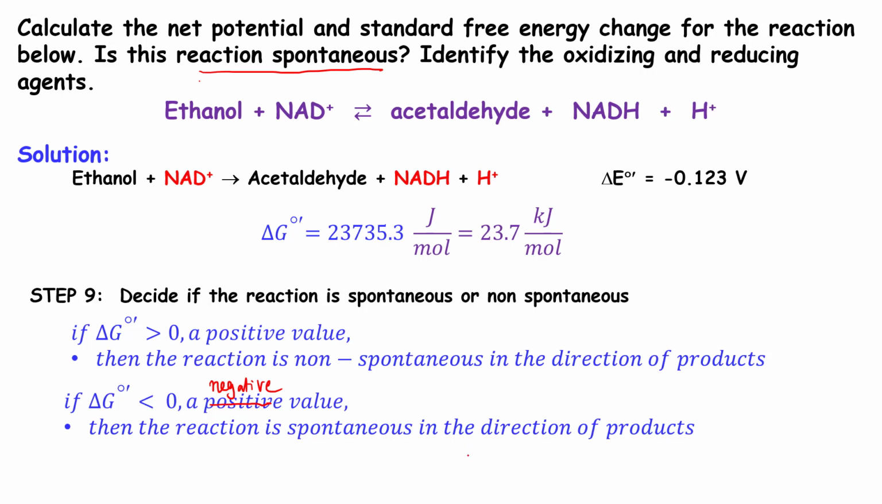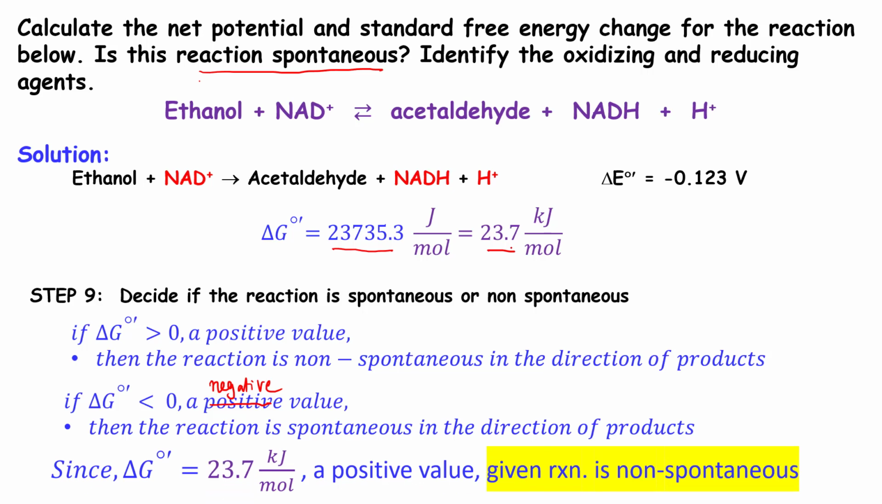If your delta G naught value is less than 0, then it's going to be spontaneous. So in our case, we know that our delta G naught value is this value, which is a positive value. Because our delta G naught is a positive value, we have to conclude that our reaction is non-spontaneous. So this tells us that our overall reaction is non-spontaneous.